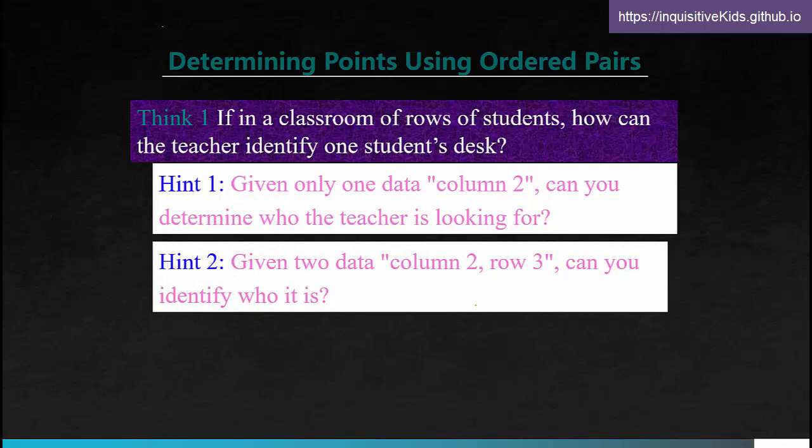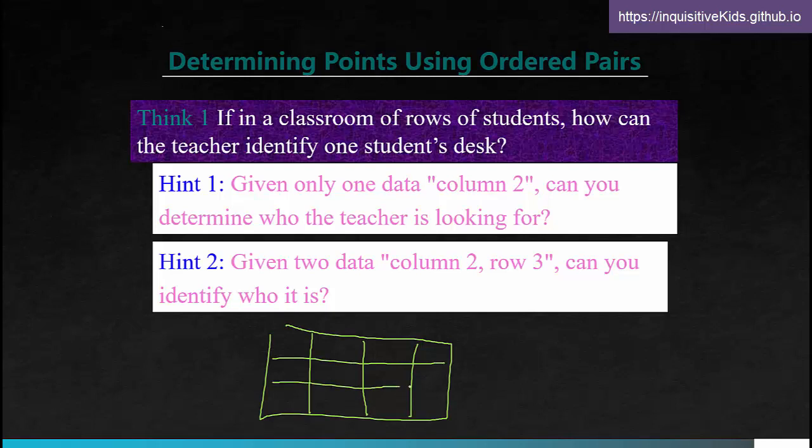So here's hint number 2. Given the 2 data, column 2 and row 3, can you now identify who it is? So say we have that again, this 3 by 4 grid here of 12 students. You do column 2 and row 3. So that would be this one right here. So this student is the one that the teacher is referring to, right? Because this is column 2 and row 3.